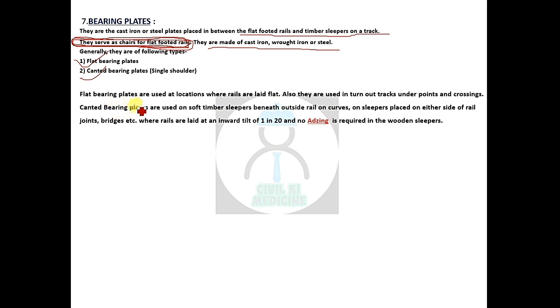Flat bearing plates are used at locations where rails are laid flat. Also, they are used in turnout track under points and crossing. Canted bearing plates are used on soft timber sleeper beneath outside rail on curves, on sleeper placed on either side of rail joint, bridge, etc. Where rails are laid at an inward tilt of 1 in 20, which is called adzing of a rail. Wooden sleeper, tilting inward 1 in 20. It is required in the wooden sleeper. Adzing is also applicable for wooden sleeper.